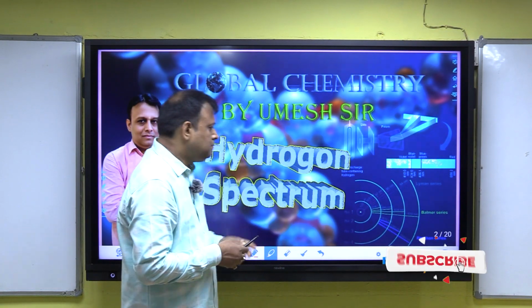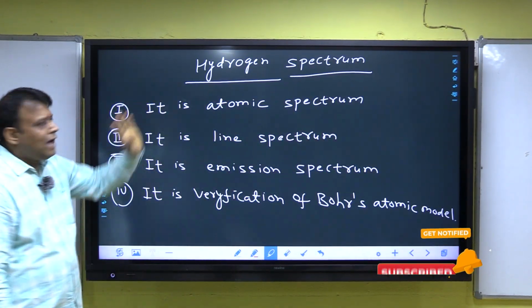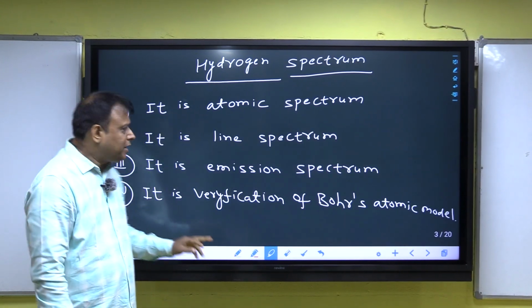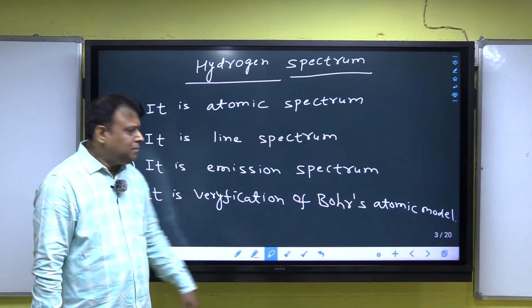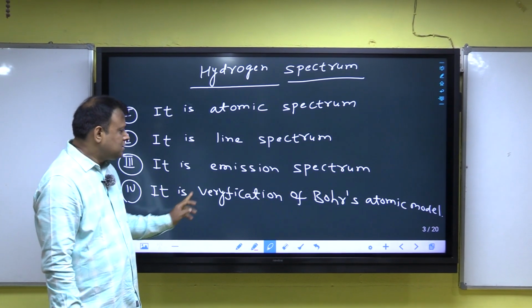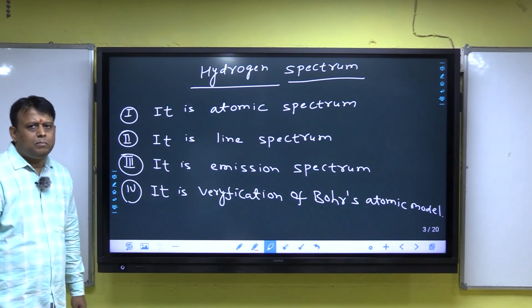Write down this term. Listen, the topic is hydrogen spectrum. It is atomic spectrum, it is line spectrum, it is emission spectrum, and it is verification of Bohr's atomic model.